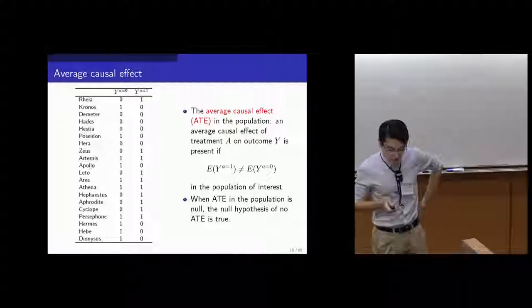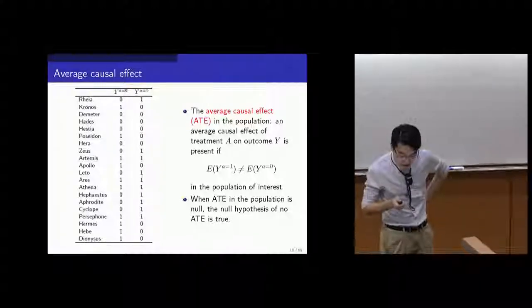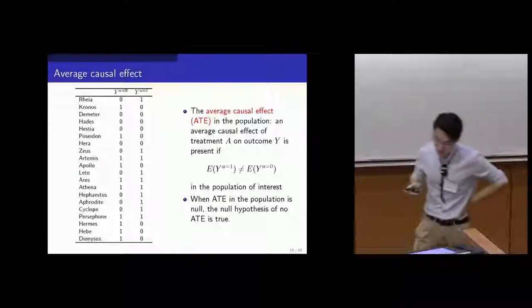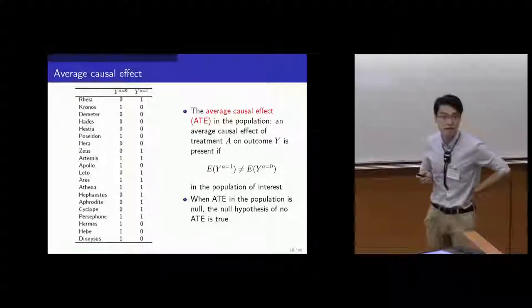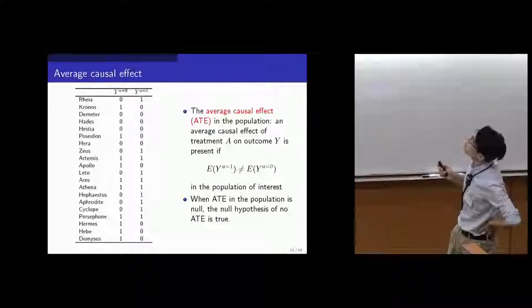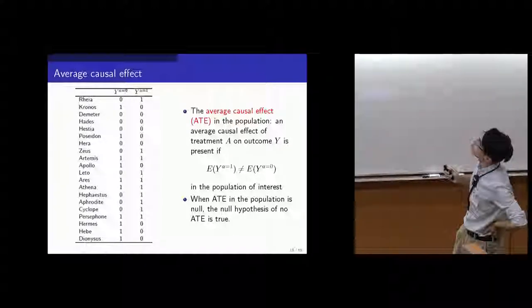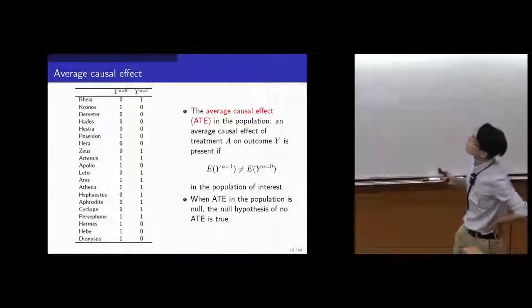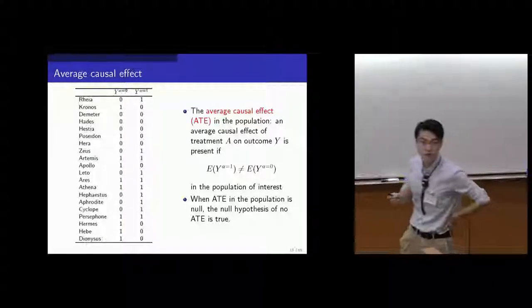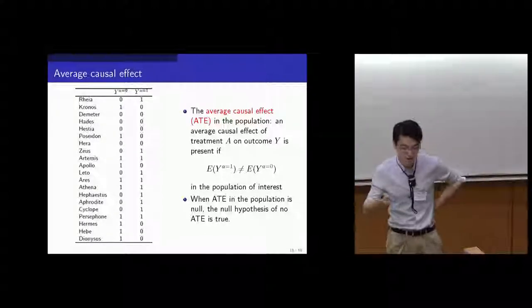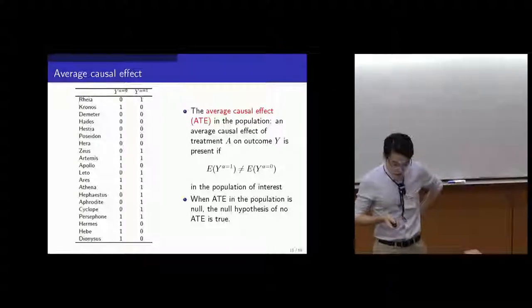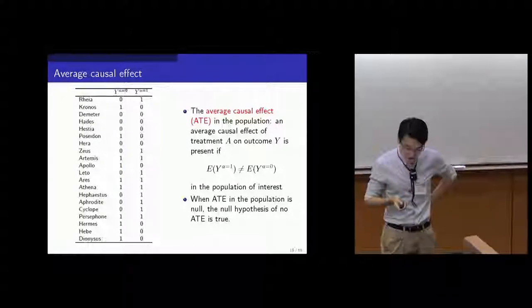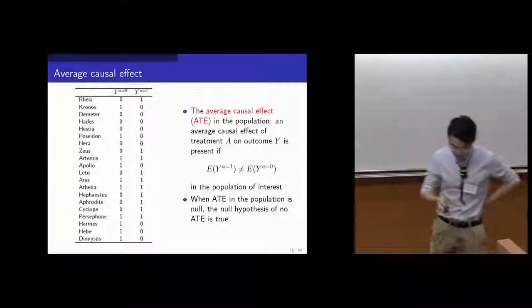Okay. So the average causal effect in the population is an average causal effect of treatment A on outcome Y, right? So we say that the average causal effect is present if these two proportions are different from each other, right? In the population. So in the population, if we do not provide treatment for everyone, then half of them will survive and half of them will not. And if we treated everyone in this population, then also half of them will survive and half of them will not. So in effect, we say that at the population level, there's no average causal effect of the treatment. So when the average treatment effect in the population is null, the null hypothesis of no ATE is true. Right, so this is just another way of saying it.